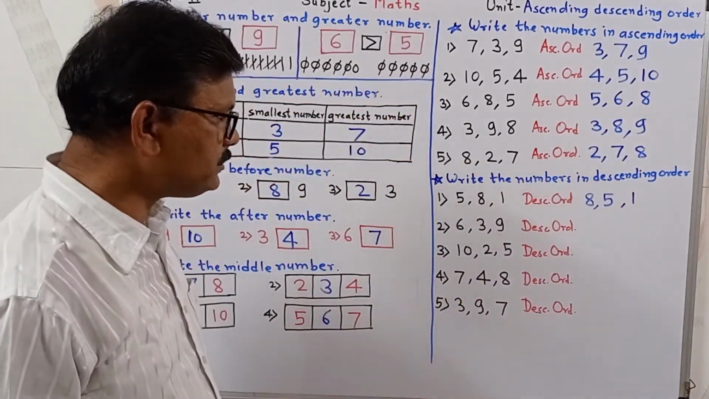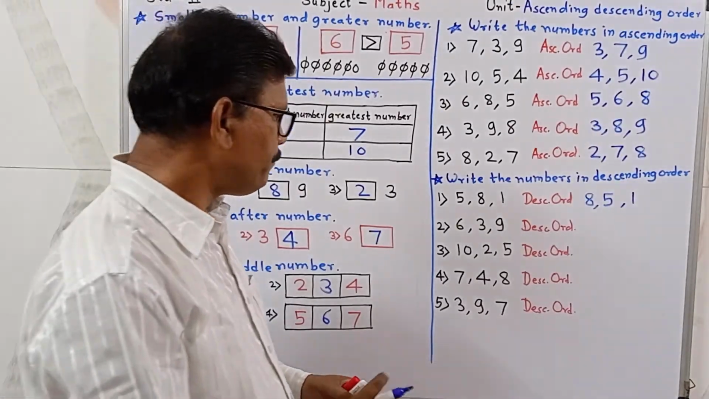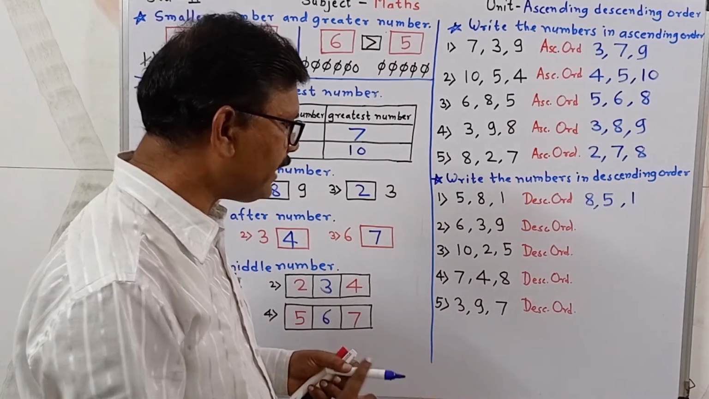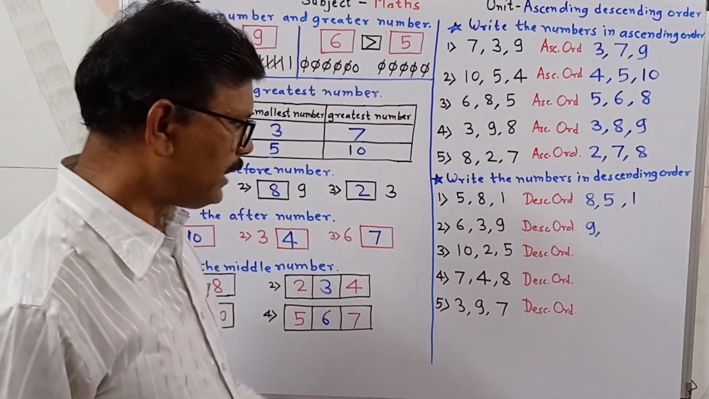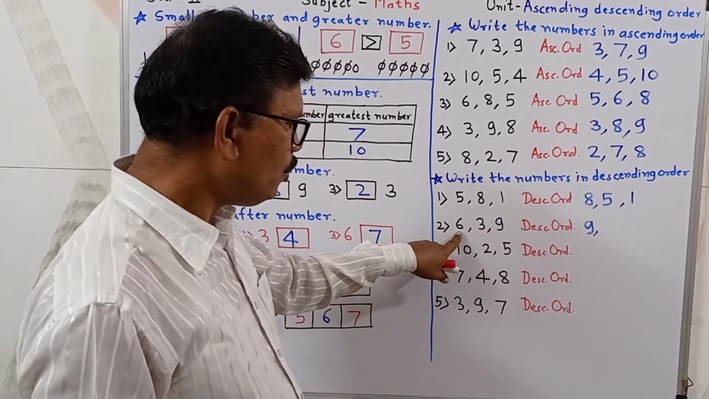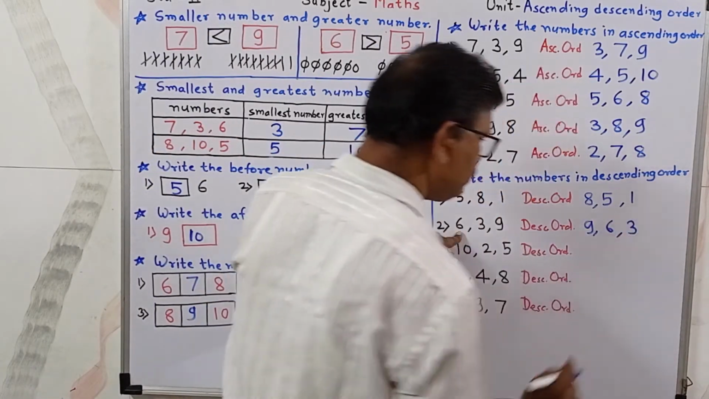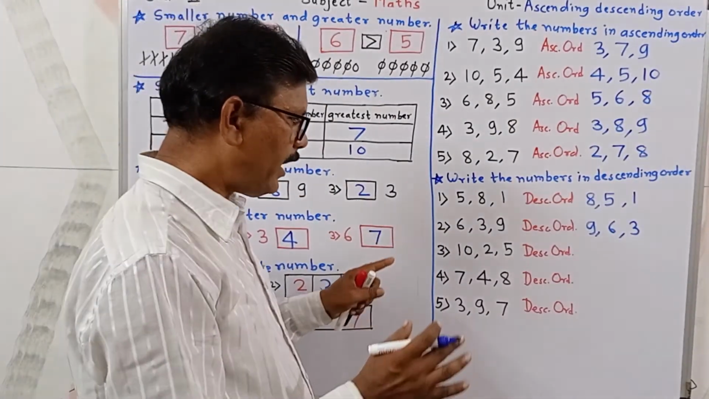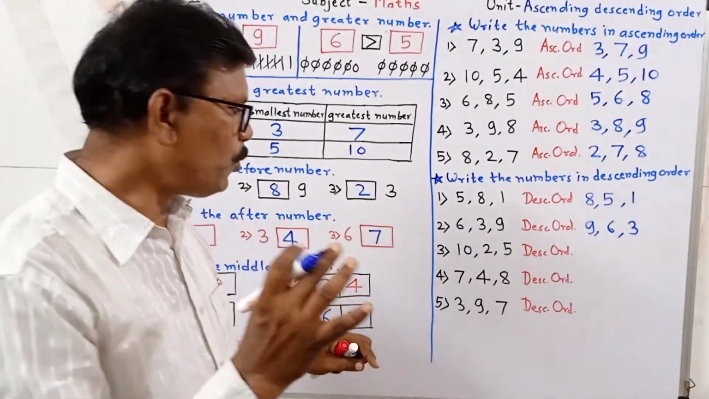This type: 6, 3, 9. Descending order. Right? So in descending order we must write first the greatest number. 1, 2, 3, 4, 5, 6, 7, 8, 9. 9 is the greatest number. So write here first 9. 9 is the greatest number and 3 is the smallest number. So which has remained? 6. So write here 6 and then 3. This is the easy method. First write the greatest number, then the remaining number, and then last the smallest number.